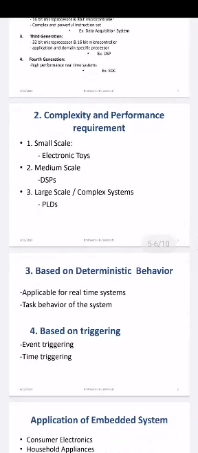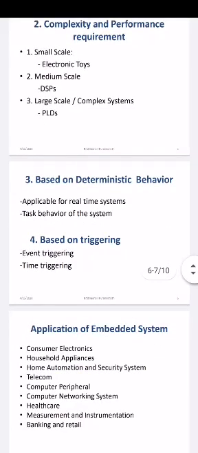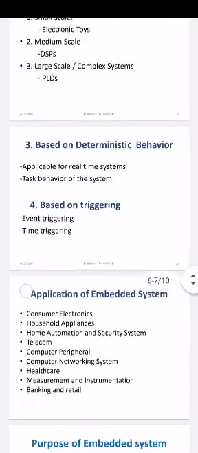The third one is the large scale or complex system. These have highly complex hardware and software, and are very critical applications demanding high performance, built around a 32-bit or 64-bit processor or controller. Examples are programmable logic devices, decoding, encoding media, and cryptographic function implementation. All of these come under large scale systems.